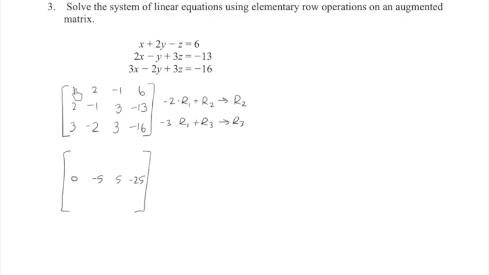So 1 times negative 3 plus 3 is 0. 2 times negative 3 is negative 6, plus negative 2, negative 8. Negative 3 times negative 1 is 3. 3 plus 3 is 6. And then 6 times negative 3 is negative 18. Negative 18 plus negative 16 is negative 34.